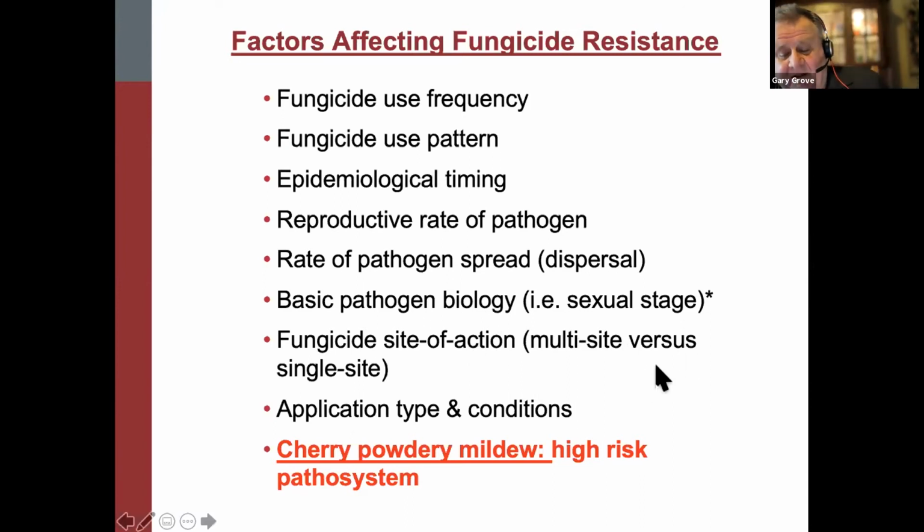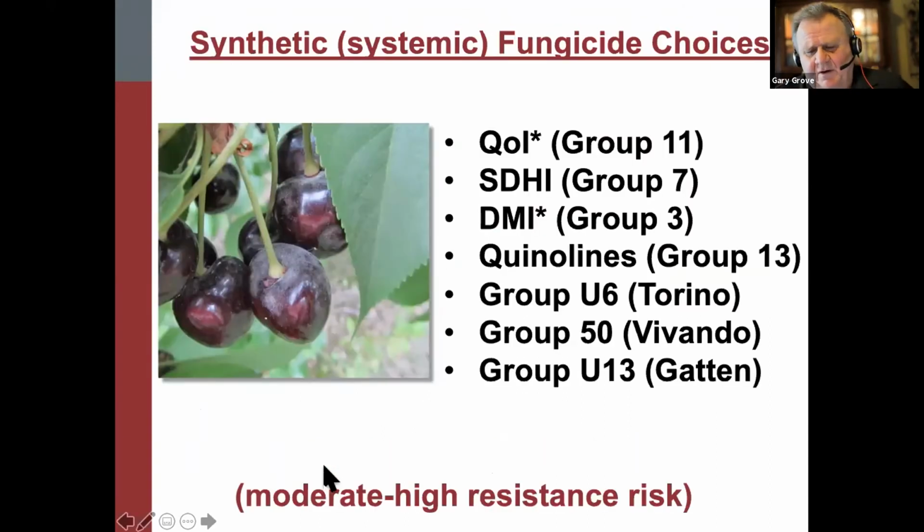And then the fungicide site of action, multi-site versus single-site compounds. For the multi-site compounds, the resistance risk is far, far lower. So some of our current fungicide choices are the group 11s, group 7s, group 3s, 13, and some of our newer groups, U6, 50, and U13. So the old QOIs or strobilurins, the SDHIs, those are the succinate dehydrogenase inhibitors, demethylation or sterol inhibitors, Quintec, and then some of our newer compounds.